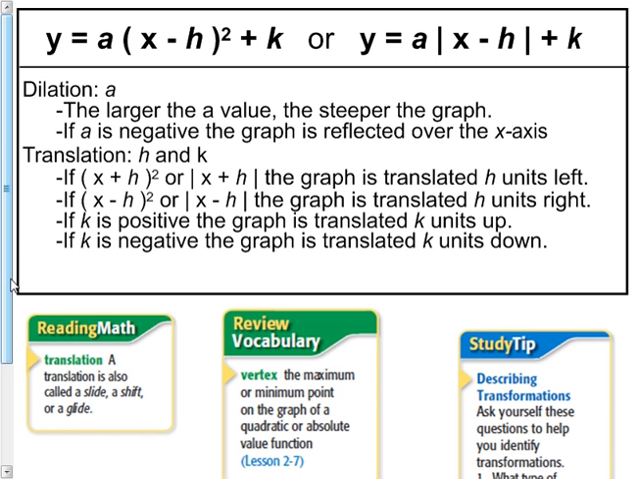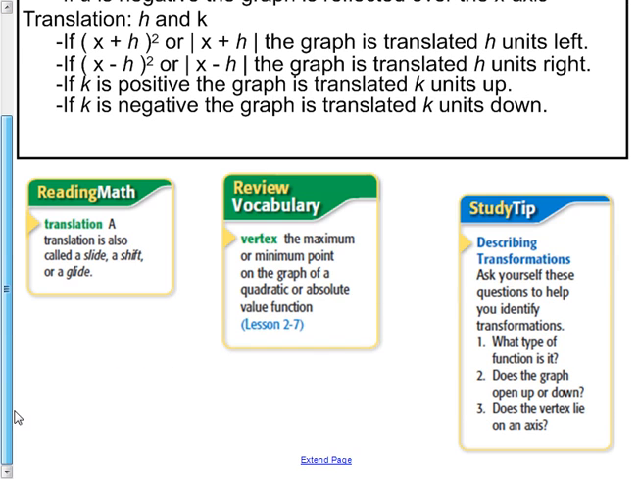So go ahead and hit pause. And then just take a minute and read through these. Okay, then let's get started on the examples.